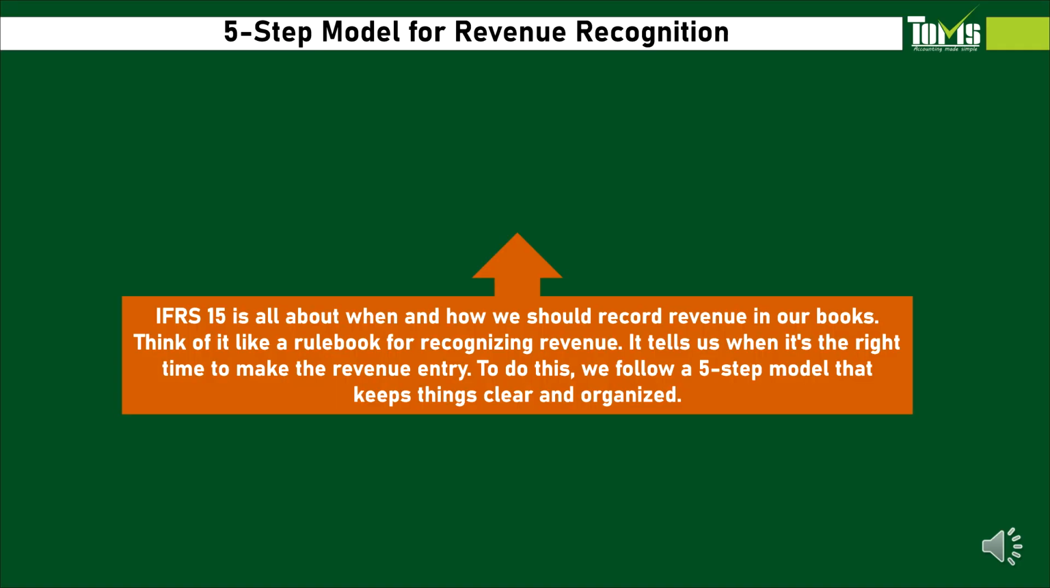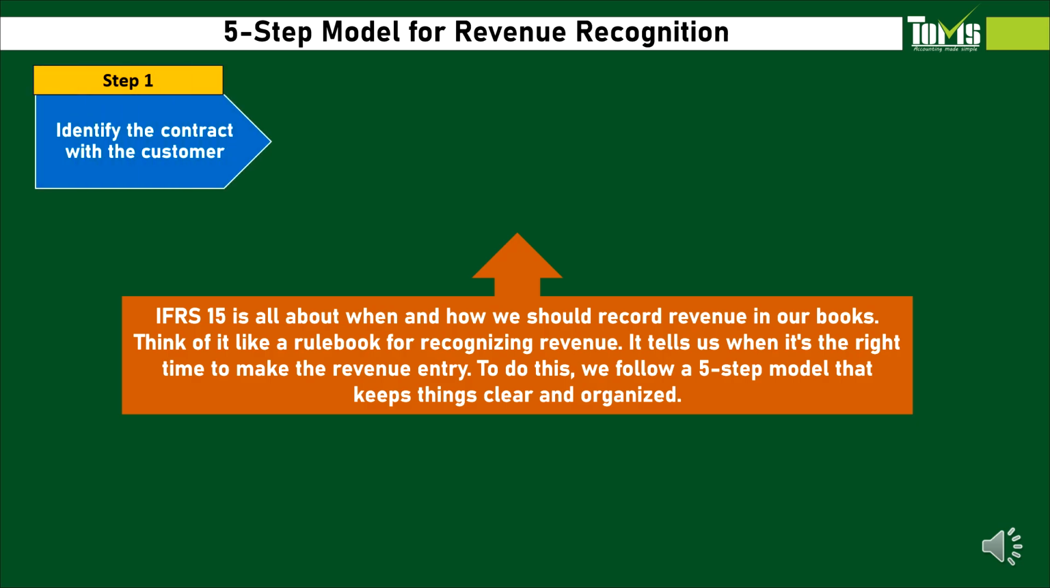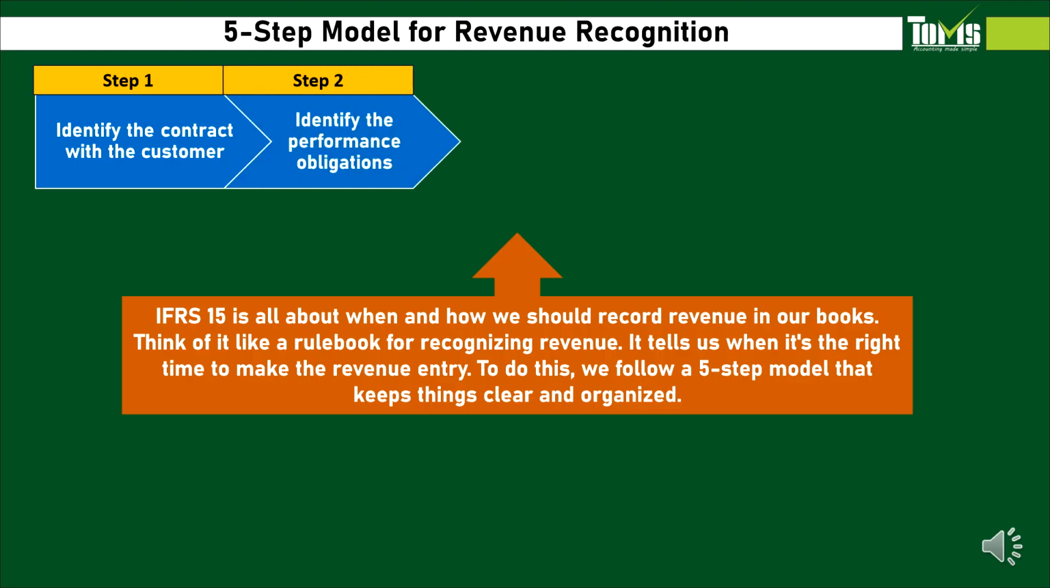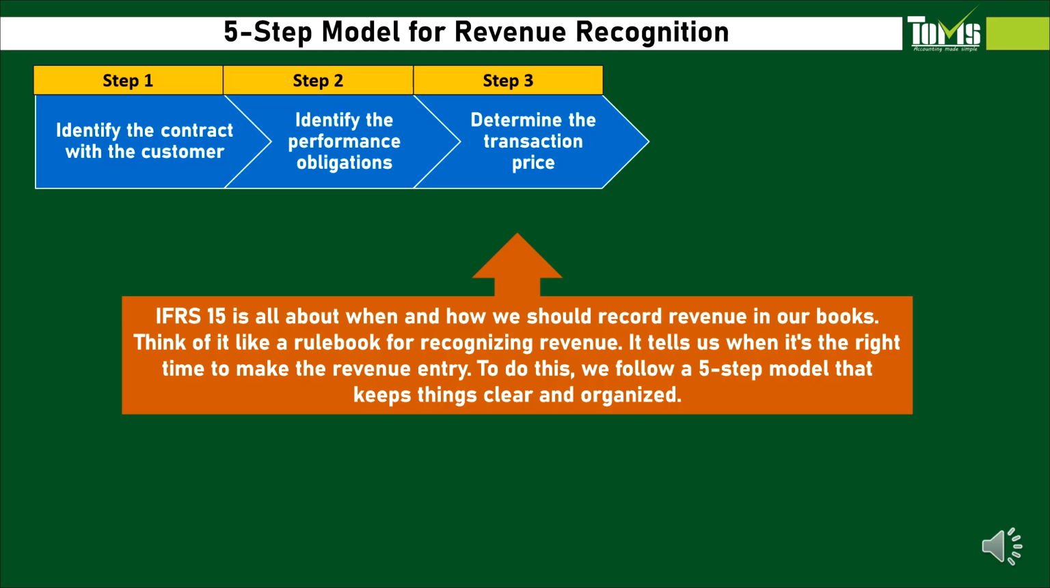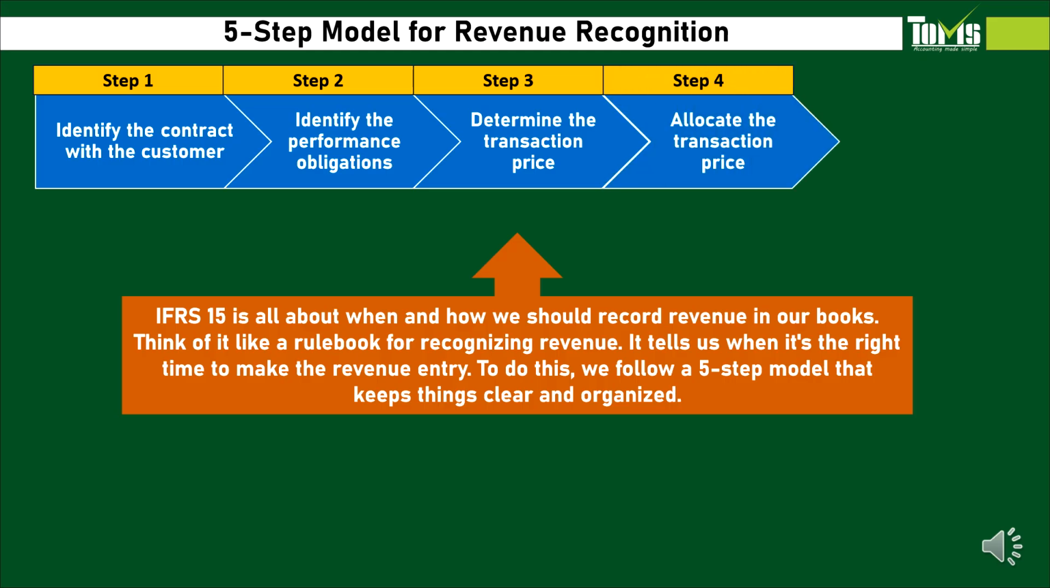The 5-step model for revenue recognition. IFRS 15 follows 5 key steps when recognizing revenue. First, identify the contract with the customer. Second, identify the performance obligations in the contract. Third, determine the transaction price, how much the company will get paid. Fourth, allocate the transaction price across the different obligations. Fifth, recognize revenue when, or as, the obligations are met. We'll go through each step in detail.